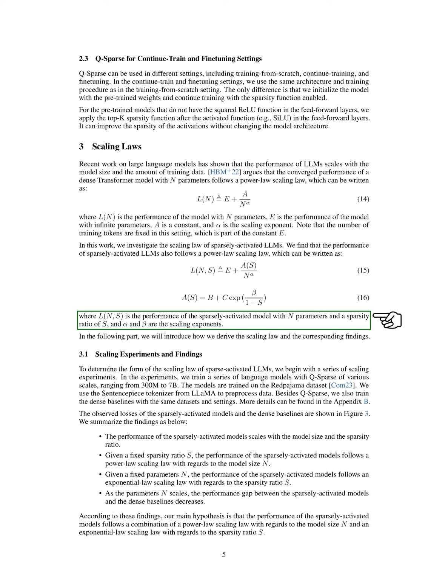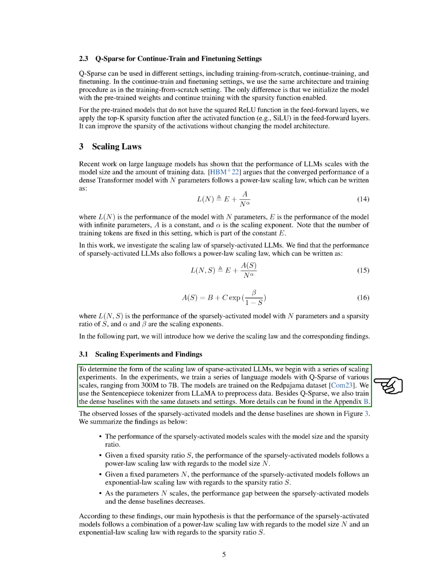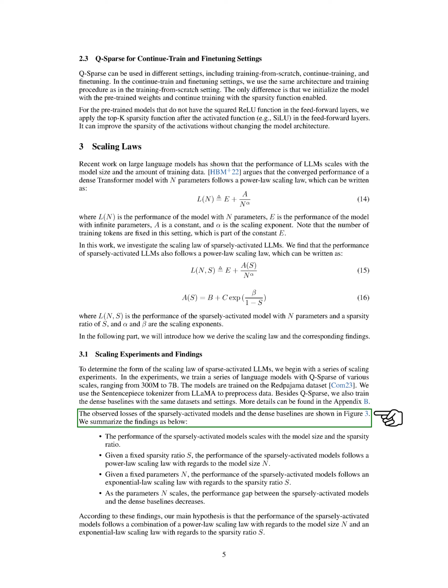To derive the scaling law for sparsely activated large language models, we conduct a series of scaling experiments. We train various language models using Q-Sparse, ranging from 300 million to 7 billion parameters, on the RedPajama dataset. We preprocess the data using the SentencePiece tokenizer from Llama. Alongside Q-Sparse, we also train dense baseline models under the same conditions. The observed losses for both the sparsely activated models and the dense baselines are presented in our figures.